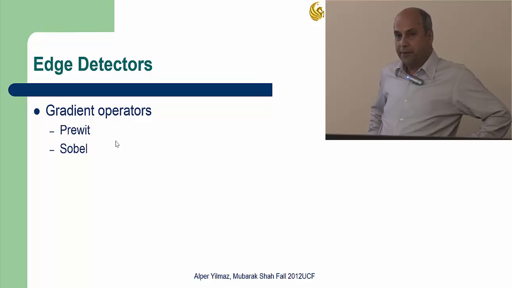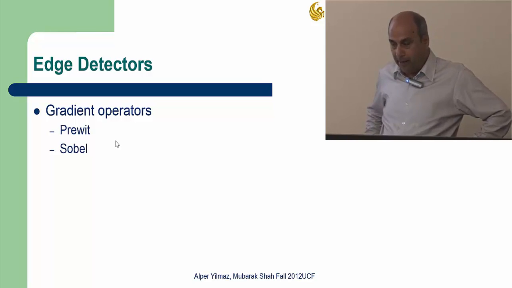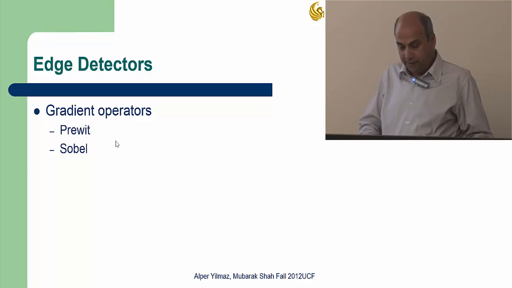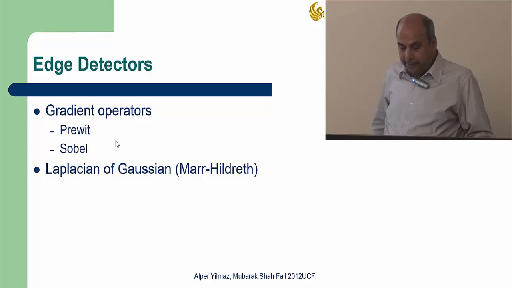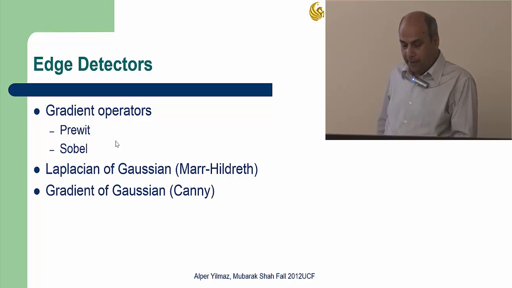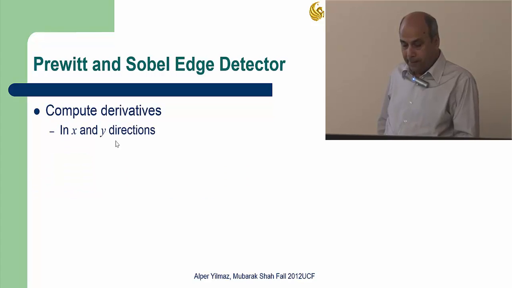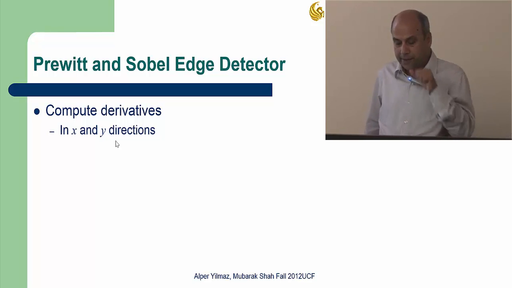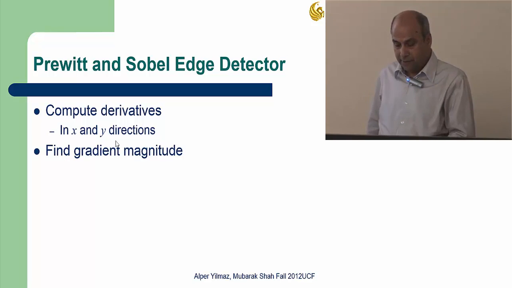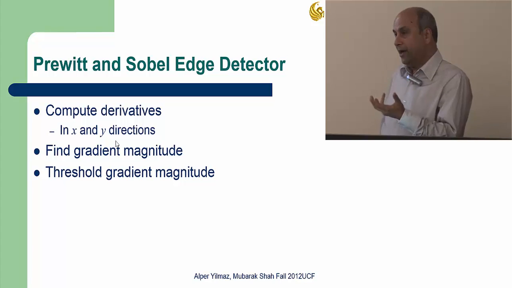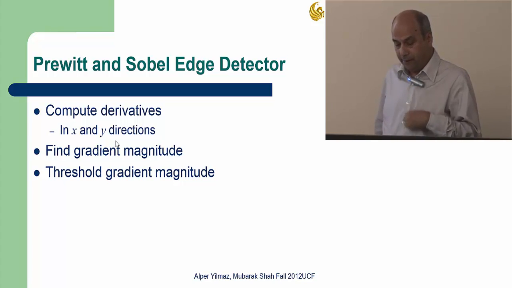We are going to talk about 2 edge detectors, Prewitt and Sobel. These were the researchers who came up with these a long time ago, in '65 or '68. And then we'll talk about Laplacian of Gaussian, which is a modern edge detector, and the gradient of Gaussian. The Prewitt and Sobel edge detectors are very simple. The idea is that we'll compute derivatives in x and y directions, and they'll give us a gradient vector, and we'll compute the gradient magnitude and gradient direction. Actually, gradient direction will not be used here, so we'll just look at the gradient magnitude.